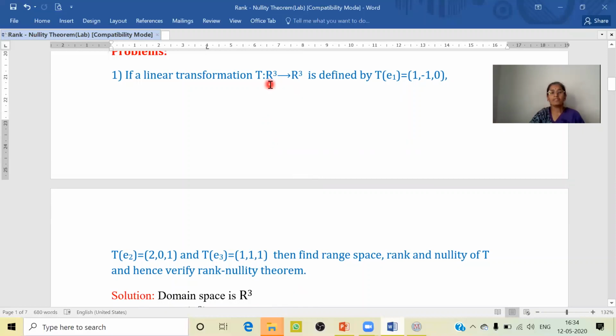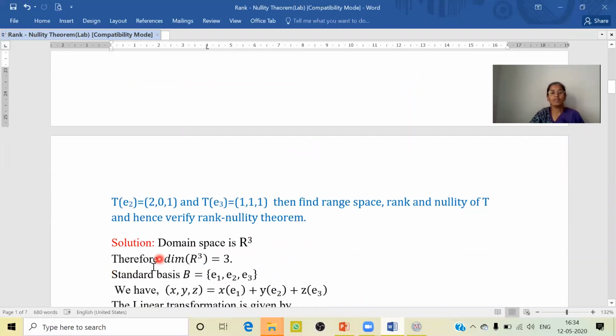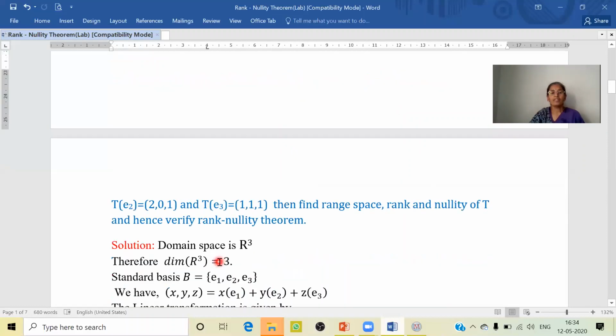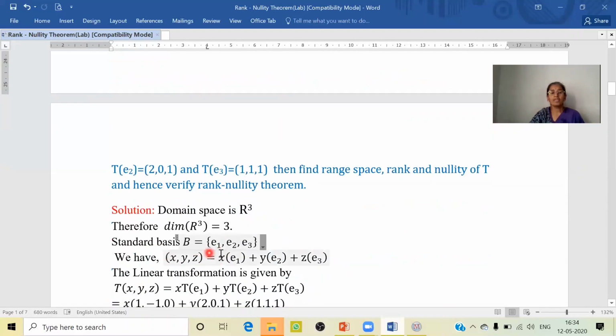Here, when we look into the definition of the linear transformation, T is from R cube to R cube. Therefore, the domain space is R cube. So, domain space is R cube. Therefore, we know that the dimension of R cube is equal to 3. And the images of the standard basis elements E1, E2, and E3 are given. Therefore, the standard basis B is equal to {E1, E2, E3}.